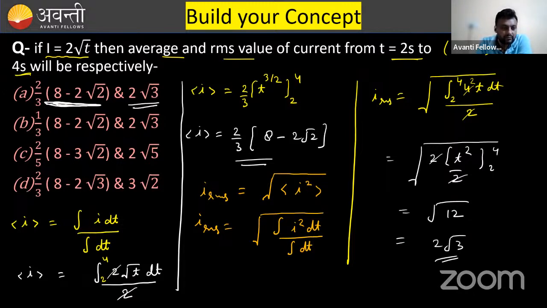So out of this, which option is correct? Option A is correct. Clear, everyone? Okay. Which option is correct? Option A is correct. That is good. So now you know how to calculate average current and how to calculate RMS value of current.